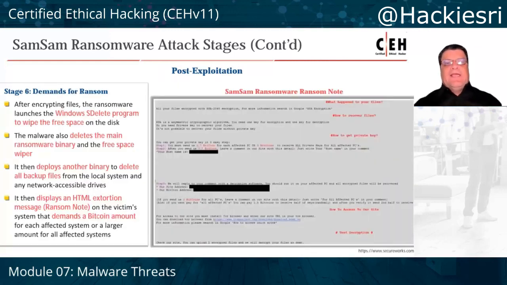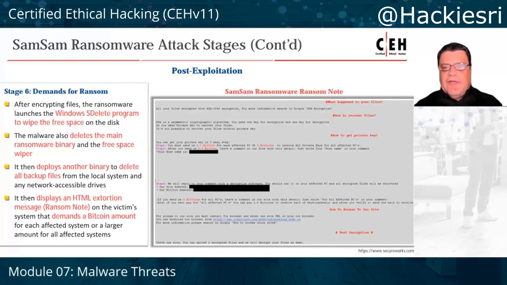SamSam ransomware attack stages. At this point, post-exploitation has been attained. Stage 6, demands for ransom. After encrypting files, the ransomware launches the Windows SDelete program to wipe the free space on the disk. The malware also deletes the main ransomware binary and the free space wiper. It then deploys another binary to delete all backup files from the local system and any network accessible drives, just in case there are backups. It then displays an HTML extortion message, a ransom note, on the victim system that demands a Bitcoin amount for each affected system or a larger amount for all affected systems combined.